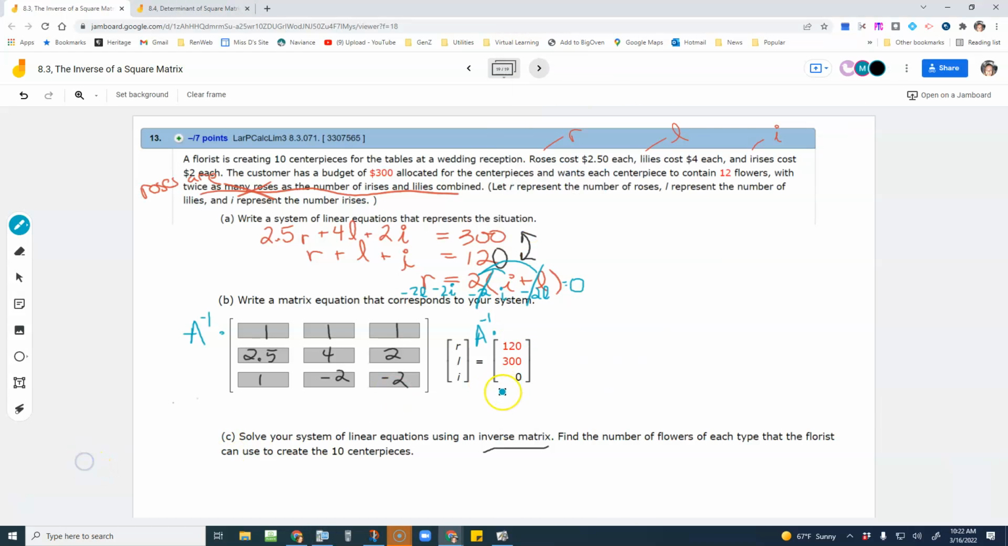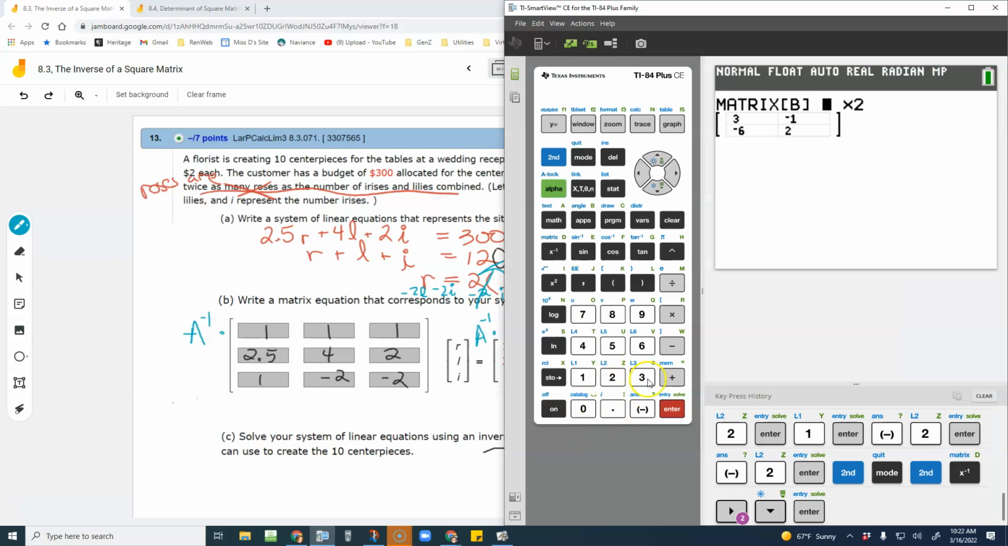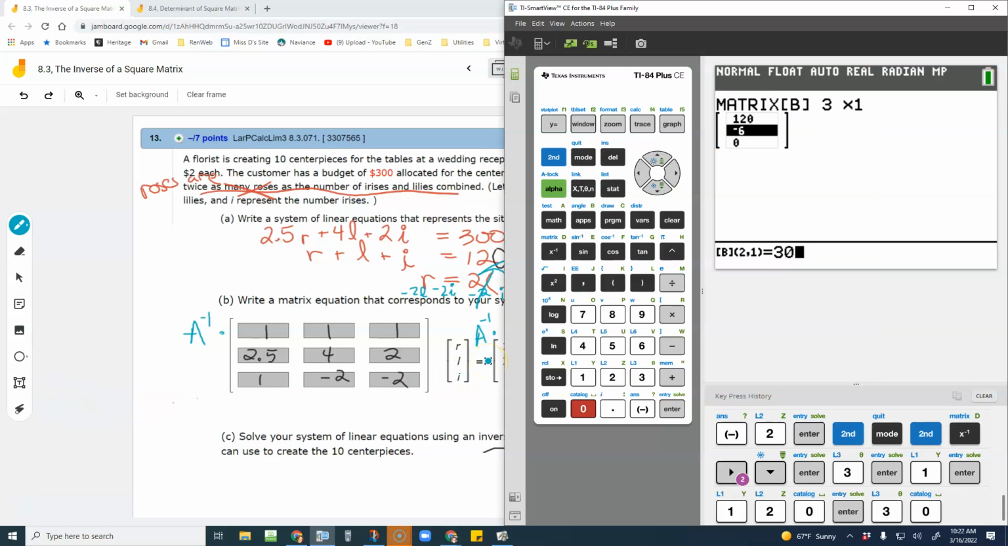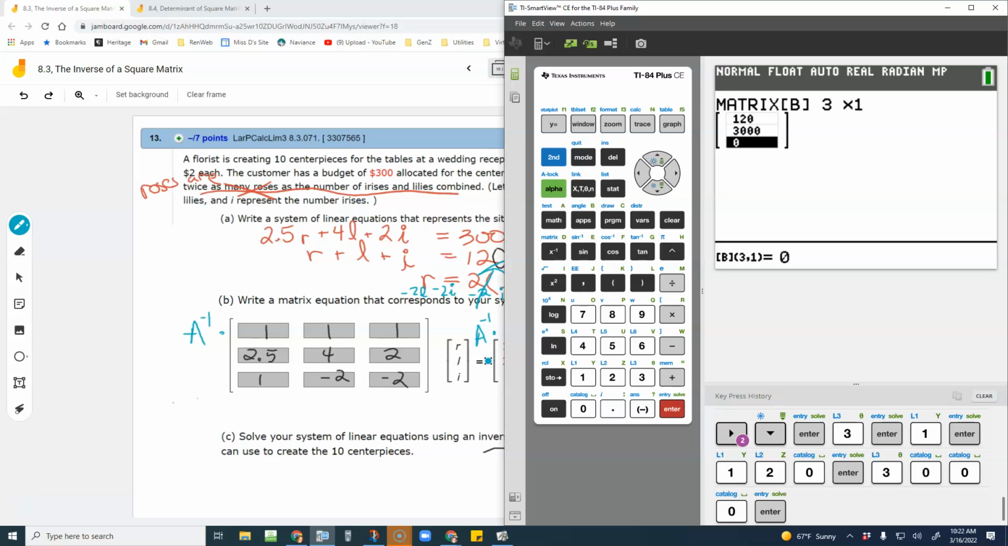Ooh, guys, what's the order of this one? Yeah, remember, how many rows and then how many columns? I mean, you could check it on your calculator, which is really nice, but it's a 3x1. On the test, you'll have your non-calculator section first, so just be careful if you're like, oh, I'll just plug it in my calculator. Know your orders. 3x1, and we have 120, 300, and 0. Whoops, 3,000.